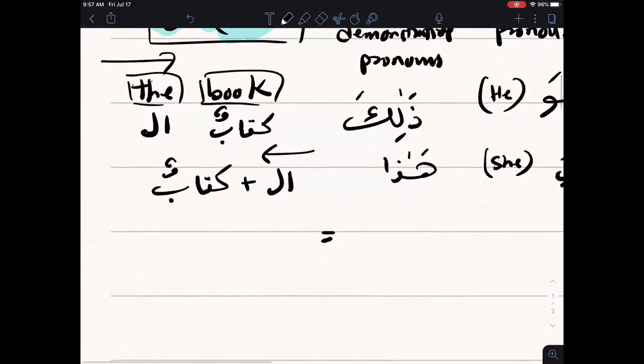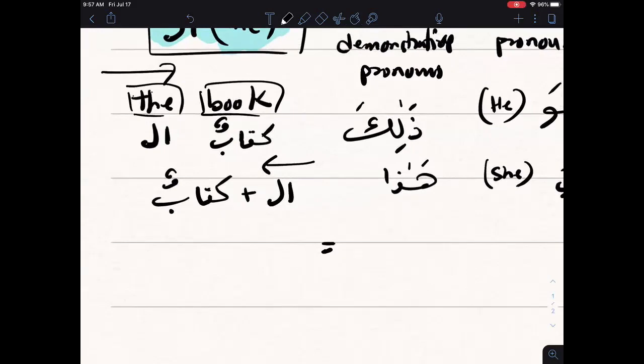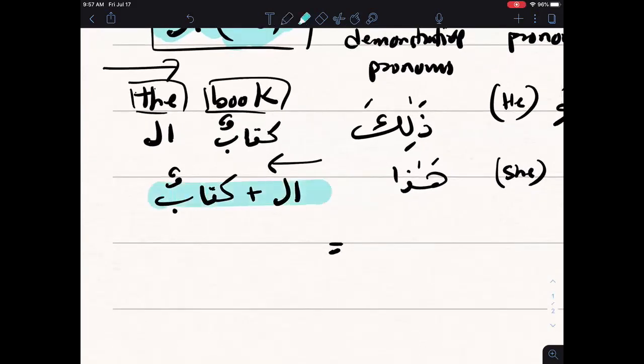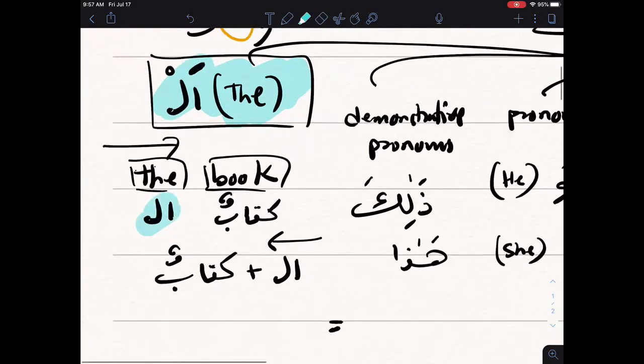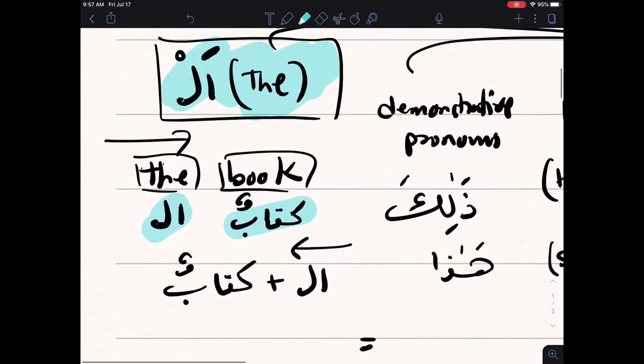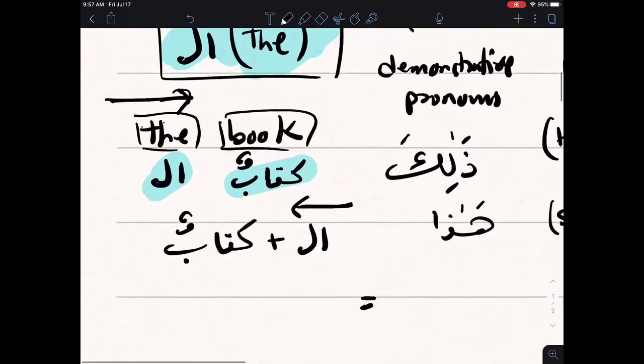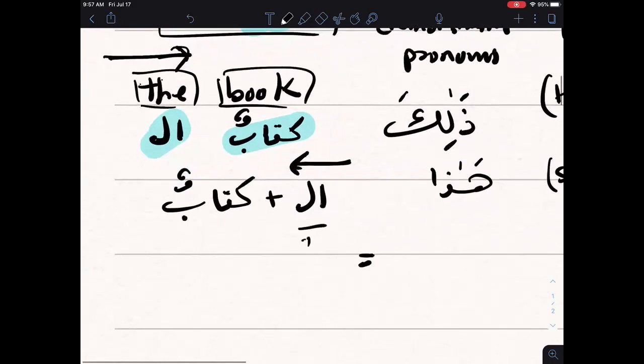Okay, so where did I leave off? The book, right? So this part you understood when I said al kitab, right? Let me start from here. We want to translate the book, and we learned all of these words. We know how to say the, which is al. We say the by saying al, very simple. And we also learned how to say a book, which is kitabun. Simple, right? Just like in English we want to say the book. In English we write this way, in Arabic we write this way. So we have our the, al, and kitab is a book.